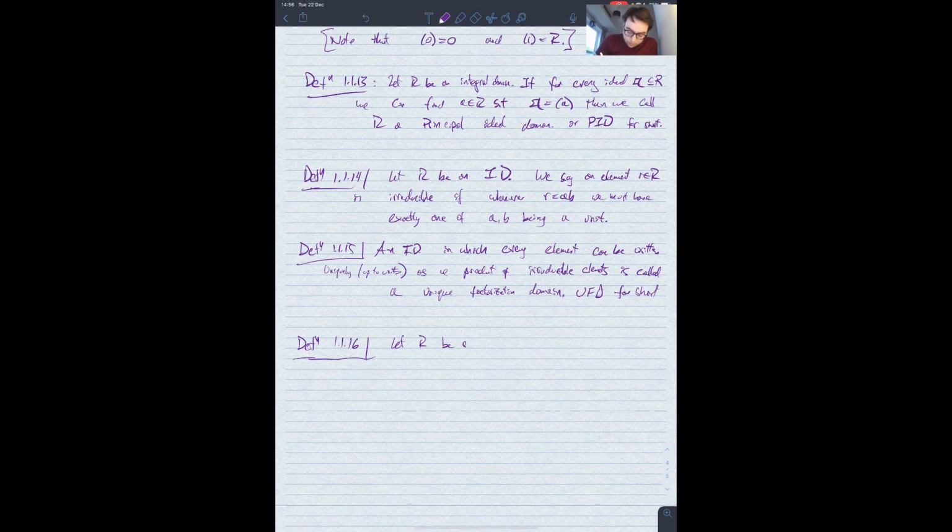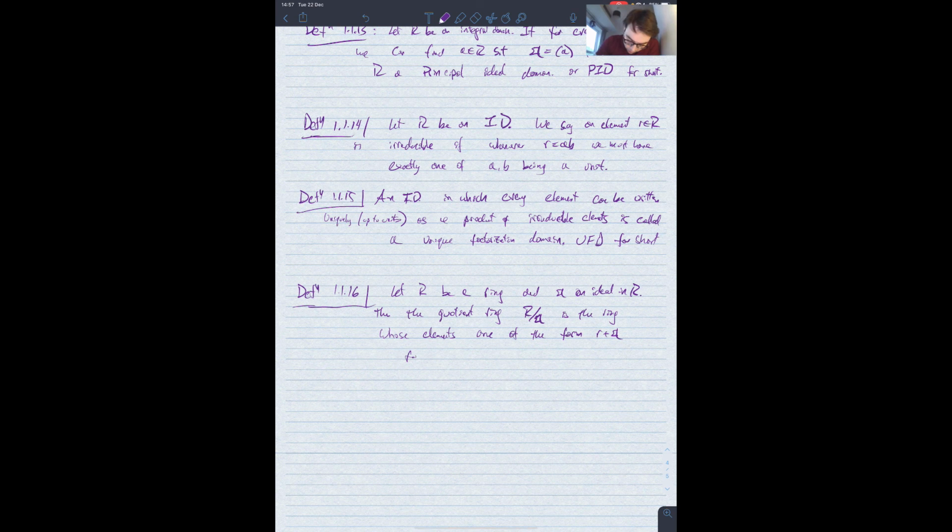So I'm going to let R be a ring, and 𝔞 an ideal in R. Then the quotient ring R mod 𝔞 is the ring whose elements are of the form r plus 𝔞, so I think of these as cosets, r plus 𝔞 for r in R. As a set, this is what the elements look like.